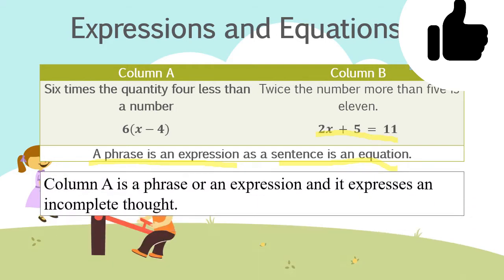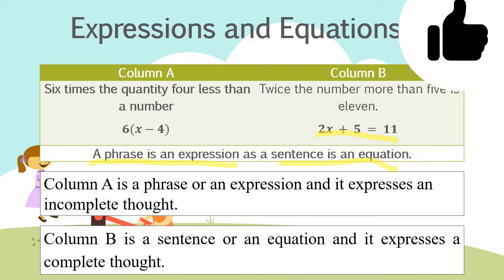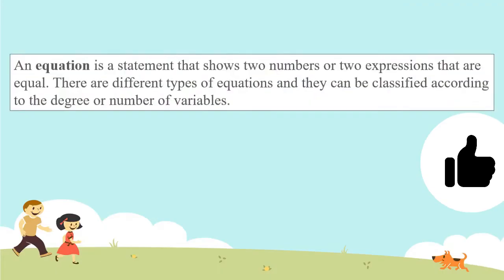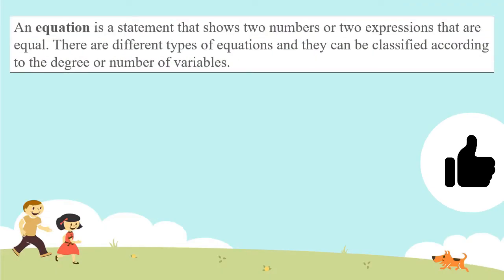Column A is a phrase or an expression, and it expresses an incomplete thought. Therefore, it is an expression. While column B is a sentence or an equation, and it expresses a complete thought. Column B is an equation. An equation is a statement that shows two numbers or two expressions that are equal. There are different types of equations, and they can be classified according to the degree or number of variables.